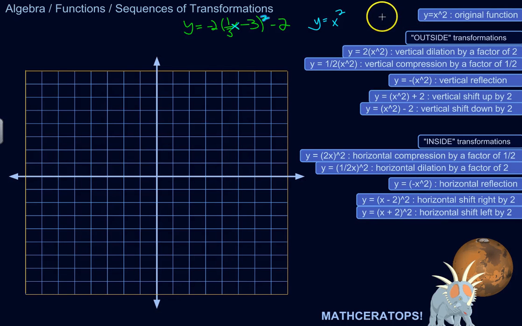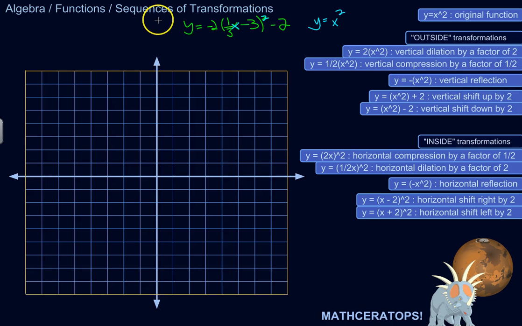Likewise, if you view this x squared as a box, if you multiply x directly by something or subtract something from it, you're doing stuff inside that box. That corresponds to the horizontal transformation. So a horizontal compression, a horizontal dilation, etc. So let's identify what's going on.